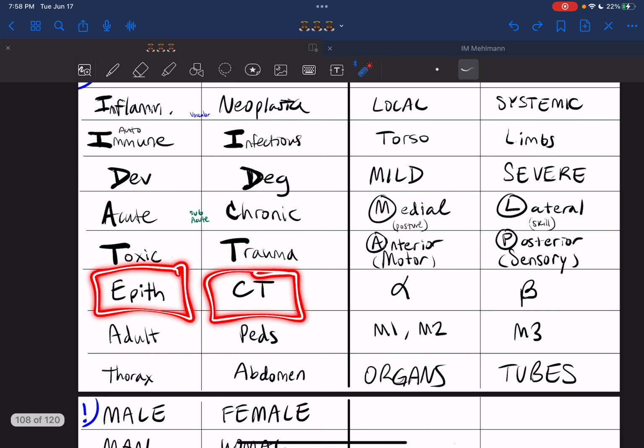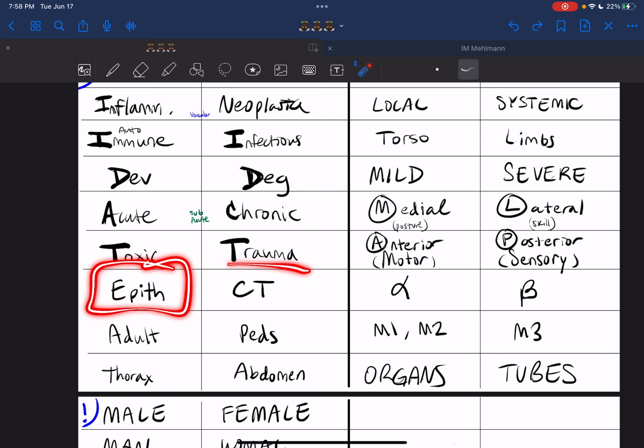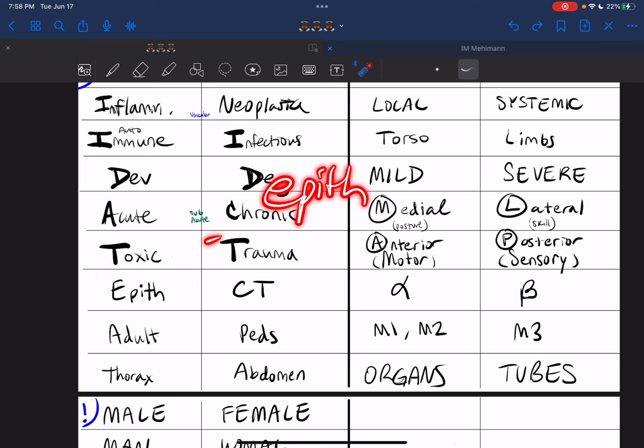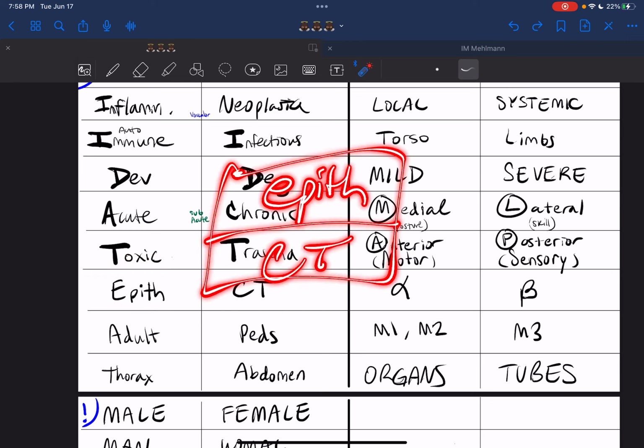Epithelium versus connective tissue. The top versus the support underneath. In histology, they're always side by side with each other like that. Epithelium's on top. He always has connective tissue right below him.